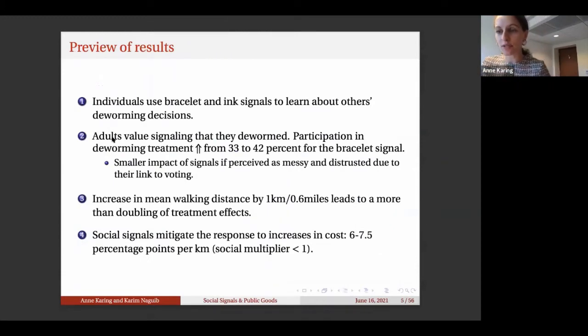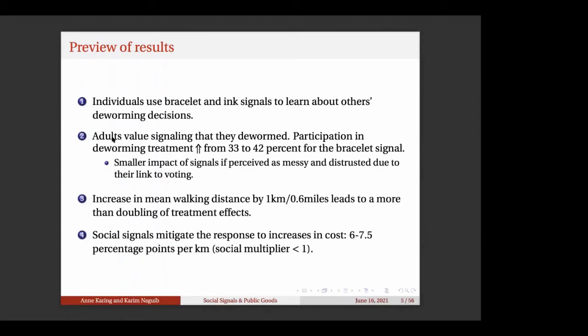So a quick preview of the results. What I'm going to show you in this paper is that individuals use the bracelet and ink signals to learn about others' deworming decisions. They value the opportunity to signal, which shows in that participation rates in deworming treatment increased from 33 to 42% for the bracelet signal. So this is one of the important learnings we take away from this paper. Not all signals are the same.